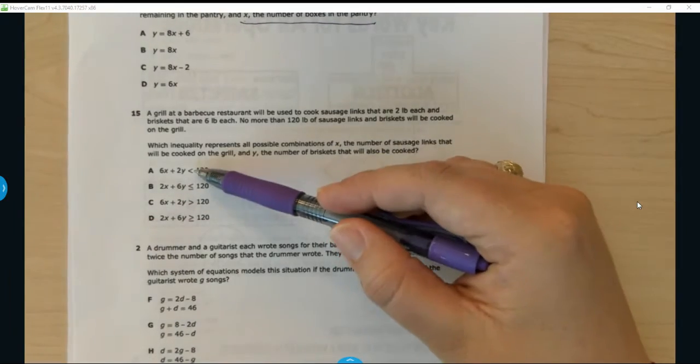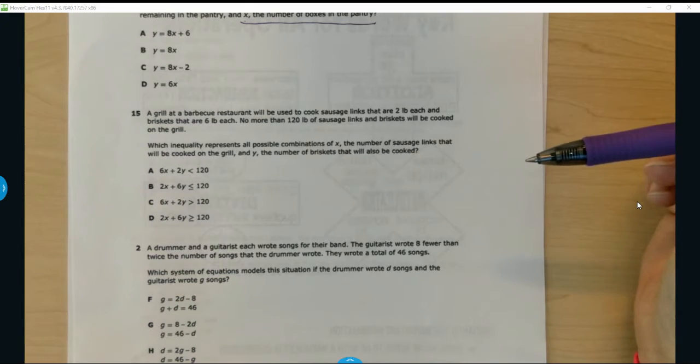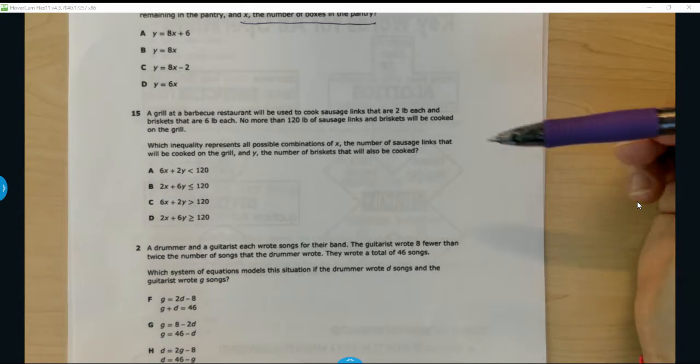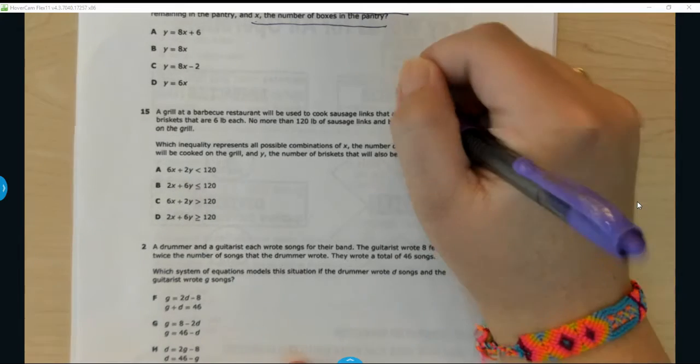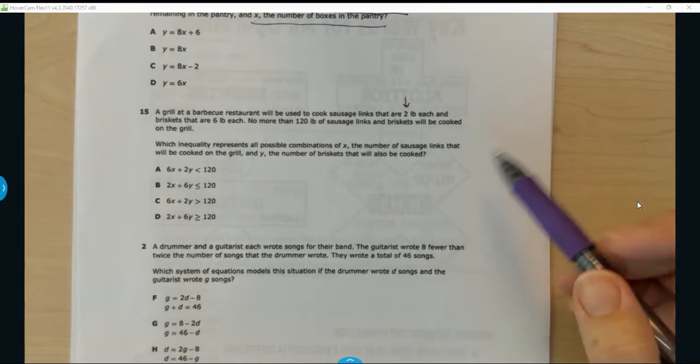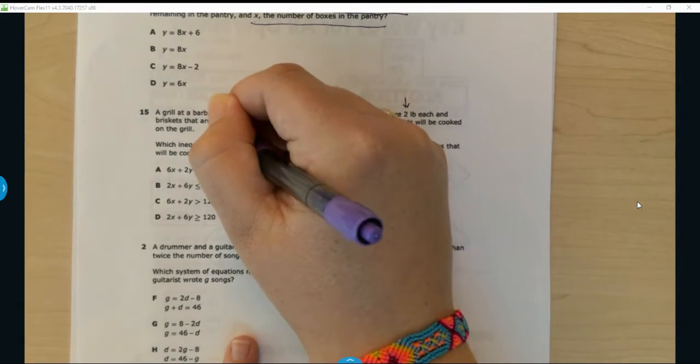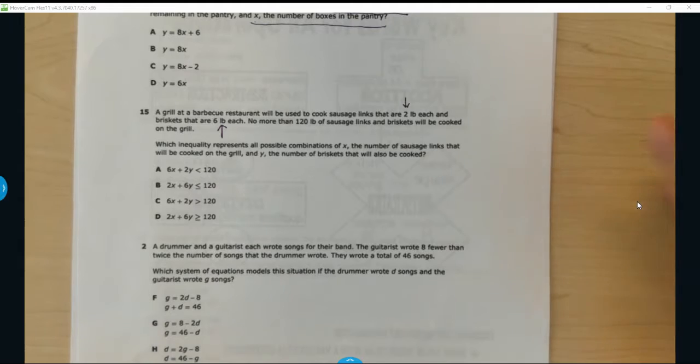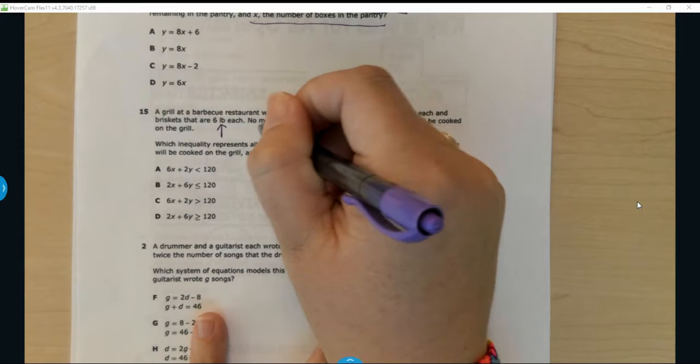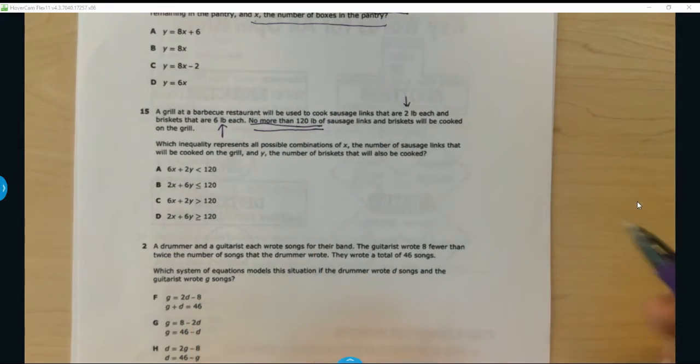Number 15 looks like it's going to be an inequality just by looking at the answer choices. So number 15 says a grill at a barbecue restaurant will be used to cook sausage links that are 2 pounds each. I'm just going to go ahead and put an arrow here because I see a number, so I'm going to remind myself to go back and look at it. And briskets that are 6 pounds each. All right, so it looks like we're looking at 2 different things, sausage links and then brisket. No more than 120 pounds of sausage links and briskets will be cooked on the grill. So that's setting you up for that inequality, no more than.